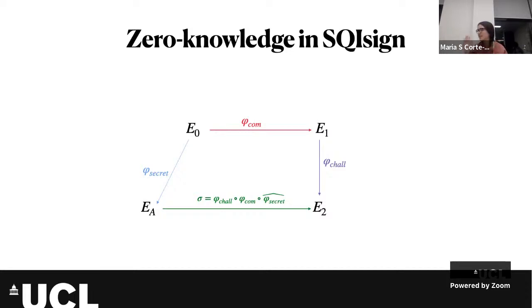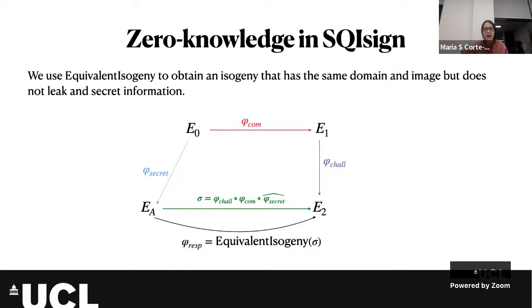The problem with this signature is that it completely reveals the secret information. If you were to publish this composition, you completely reveal each isogeny, and as a result, you reveal your secret isogeny, which is the secret key. So you wouldn't get this zero knowledge property because you're completely revealing your secret key. So what you actually have to do in SQIsign is take this composition and output some equivalent isogeny.